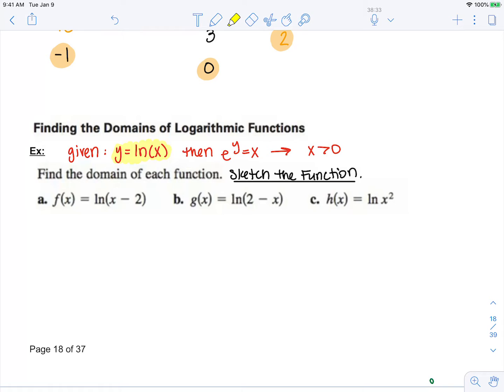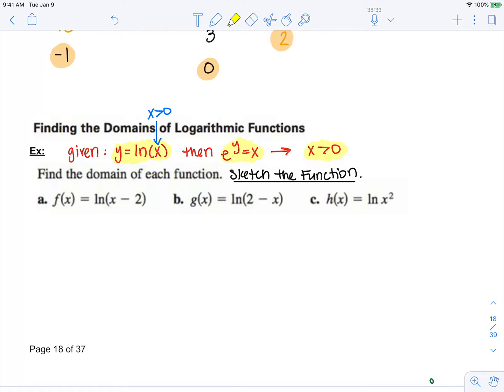For this natural log of base e, it would be e to the y equals x. So we have to think about e, a positive base raised to any power, will always be greater than 0. Therefore, that x value, which is inside of that log, must always be greater than 0. We can use that property to find the domain of the functions below, and we're going to go a step further and sketch them as well.